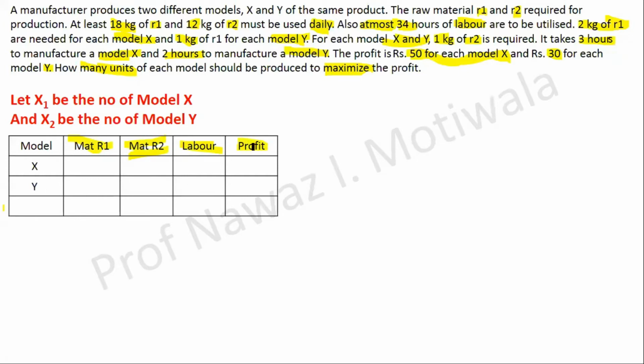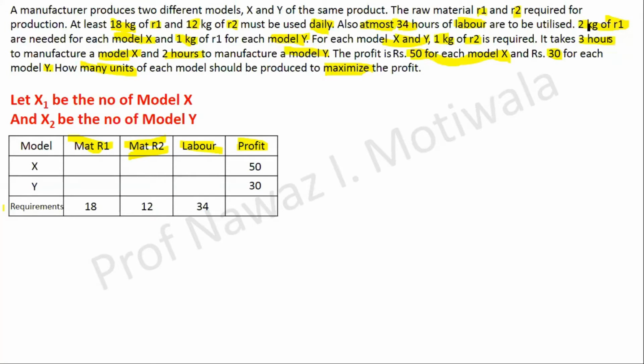Now, as I go line by line from the statements, it is given in the second line that at least 18 kg of R1 and 12 kg of R2 must be used daily. That means there is a requirement constraint here. So I will write requirements for R1 is 18 and requirements for R2 is 12. And similarly, for labor, it is given as at most 34 hours of labor. That means maximum labor that can be used is 34 hours. So this will be my requirements, and the profit given to us is rupees 50 for X1 or X and 30 for Y. The other remaining terms can be filled in by reading the statement values which I have highlighted.